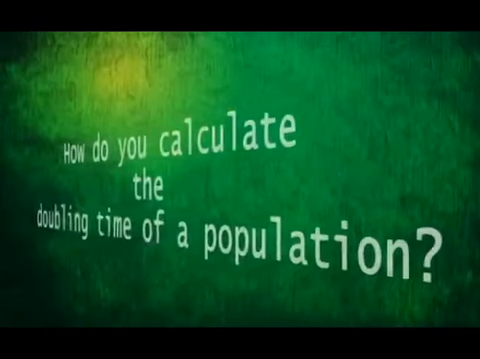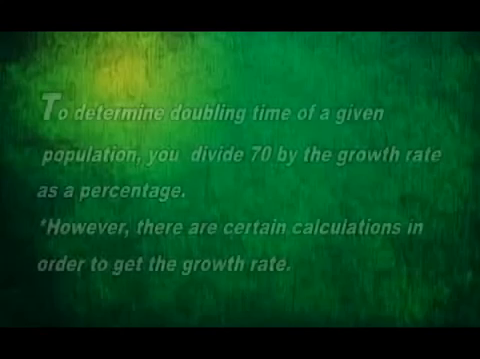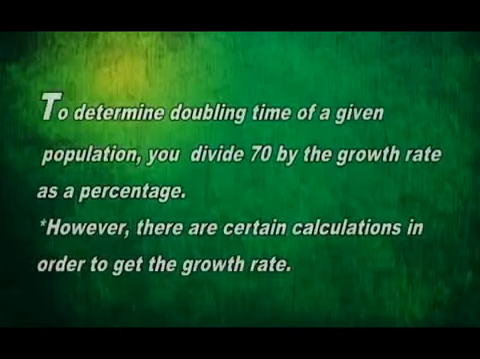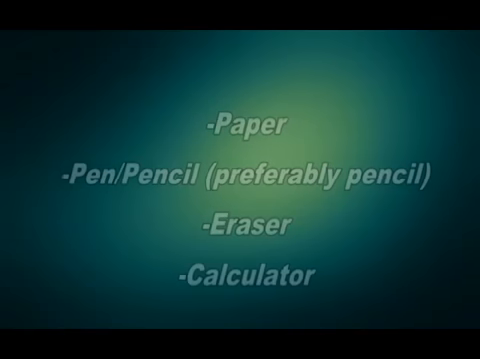How do you calculate the doubling time of a population? To determine the doubling time of a given population, you divide 70 by the growth rate as a percentage. However, there are certain calculations in order to get the growth rate. Things you'll need: paper, pen or pencil, eraser, and a calculator.